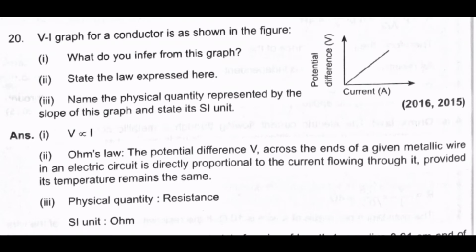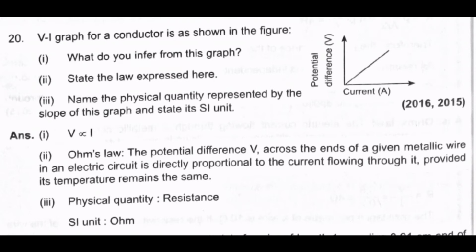The question is asked in the years 2016 and 2015. The question is, the VI graph for a conductor is as shown in the figure. The diagram is given here. And the question is, what do you infer from this graph? The second one, state the law expressed here. The third question, name the physical quantity represented by the slope of this graph and state its SI unit. Can we answer the questions?